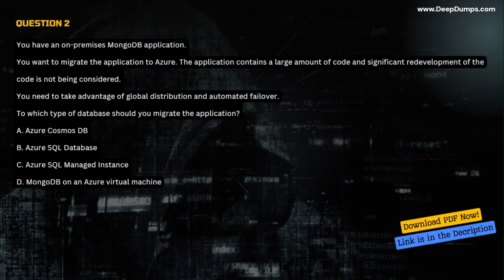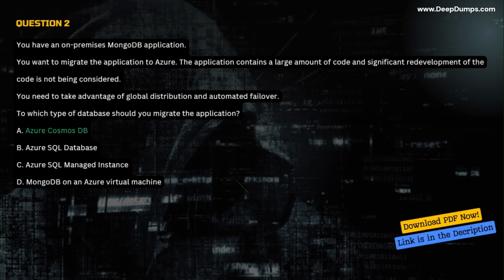Question 2. You have an on-premises MongoDB application. You want to migrate the application to Azure. The application contains a large amount of code and significant redevelopment of the code is not being considered. You need to take advantage of global distribution and automated failover. To which type of database should you migrate the application? A. Azure Cosmos DB. B. Azure SQL Database. C. Azure SQL Managed Instance. D. MongoDB on an Azure Virtual Machine.